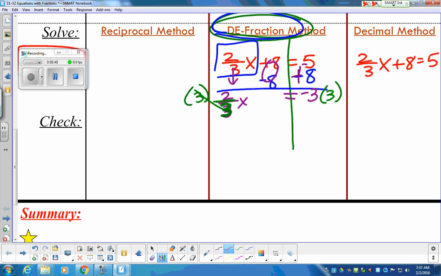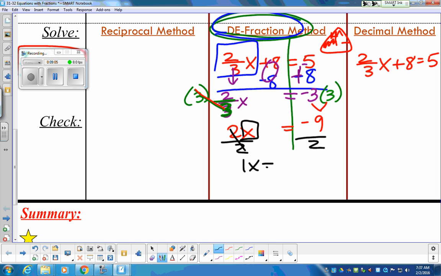This is called fraction busters, get rid of the denominator. So we end up with 2x. And on the right-hand side, we have a triangle problem, -3 times +3. So we have a triangle problem here. Negative on the 3, positive on the 3 gives me a -9. Hand method kicks in right here. Divide by 2, copy, paste. So we get 1x equals -9/2.